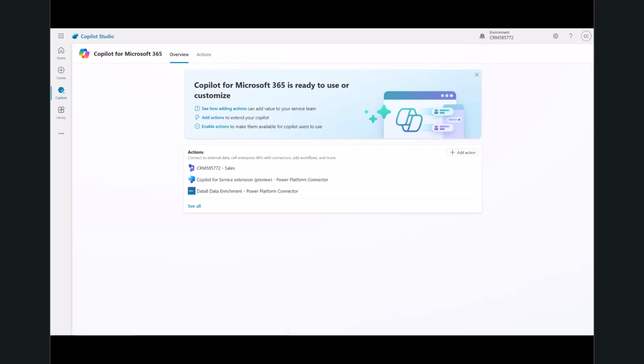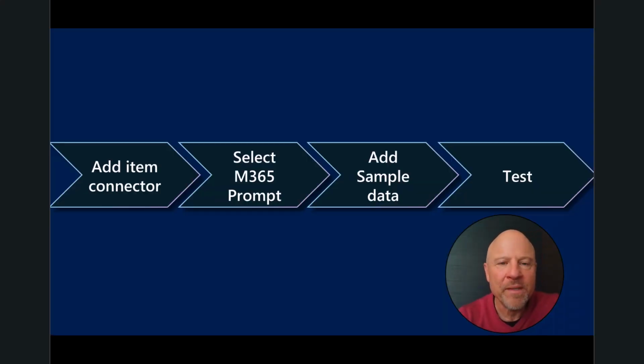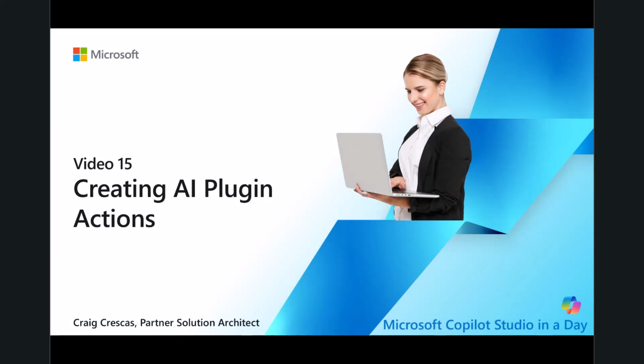Again, this is all around how to create an AI plugin action. Just to reiterate, because I don't have a license or a configured experience with M365 Copilot, this is as far as I can take my lab right now. So again, if you're using the trial environments like I am, that's as far as you can get, but at least you got a sense of how to extend that with the prompt response. In this lab, we looked at how you add that item connector, selected the M365 prompt, and we added sample data, and then we did a little bit of testing, not ideal or not what we would normally be doing in some of the other tests.